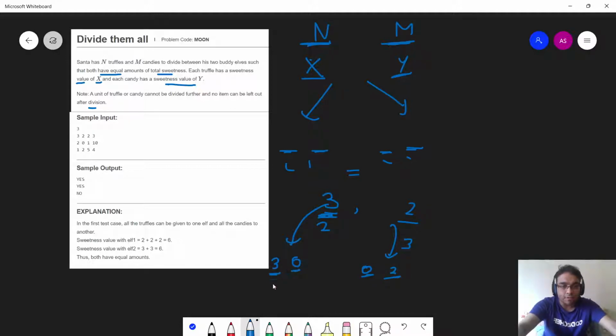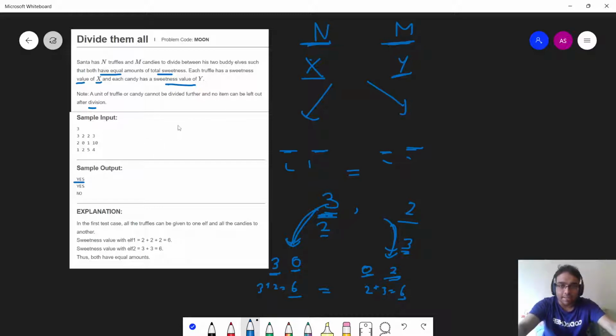So what is the sweetness value here? The sweetness value is 3 into the sweetness value of each truffle, which is 3 into 2 equals 6. And here the candies are 2 and the sweetness value of each candy is 3, so the sweetness is 2 into 3, which equals 6. Since both have the same sweetness value, this distribution is possible and hence we can write yes as the answer for this particular test case. Right? Now let us understand the second test case.